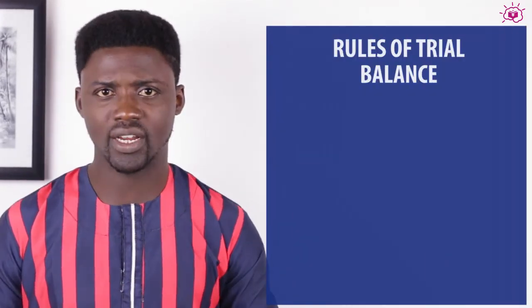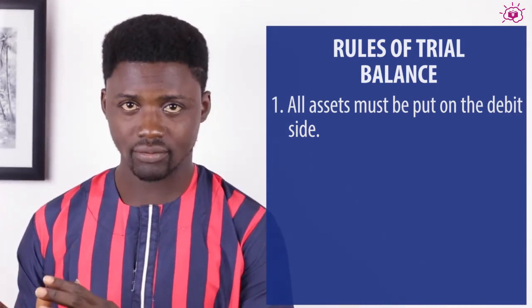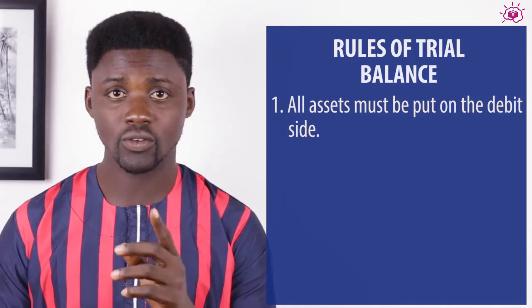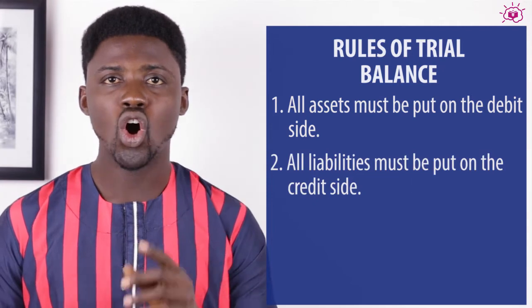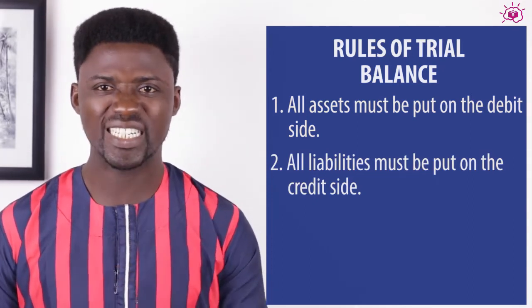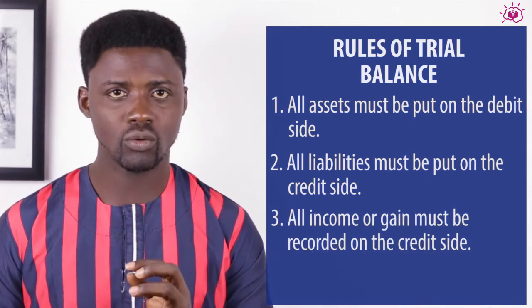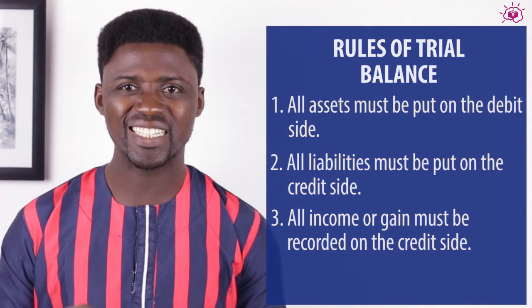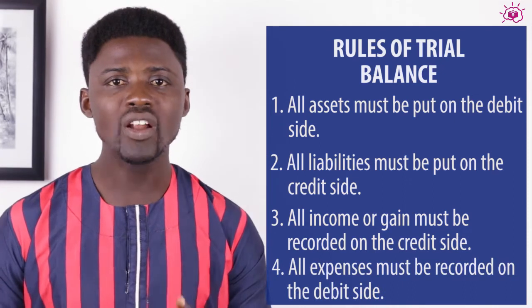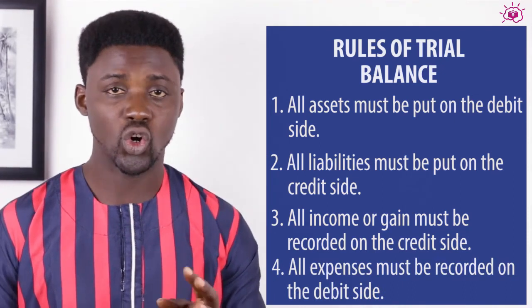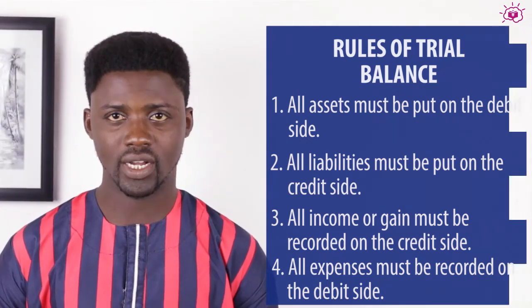Now, what are the rules of trial balance? One, all assets must be put on the debit side. That is all assets of the business. Don't forget that assets equal capital plus liabilities. Two, all liabilities must be put on the credit side of the trial balance. Three, all income or gains must be recorded on the credit side of the trial balance. And four, all expenses must be recorded on the debit side. Now, this will help us to balance our accounts.